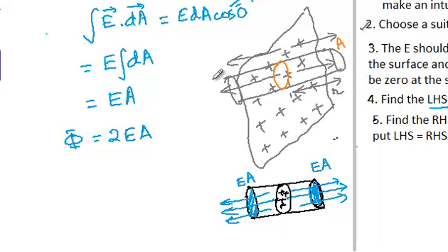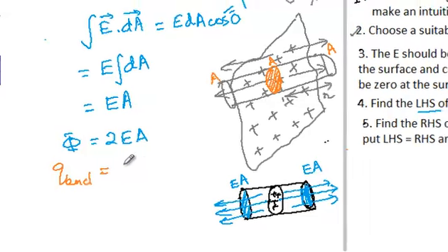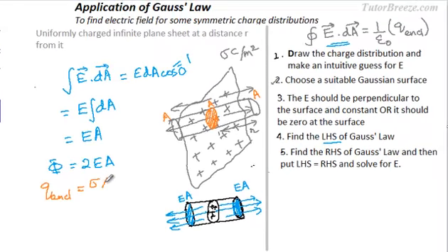If this is A and this is A, so this area is also A. Now this portion of the sheet which is enclosed within the Gaussian surface is the charge enclosed. So the charge enclosed, Q enclosed, is equal to sigma times A. If you just take a look at the units, sigma is in coulomb per meter square and the area will be in meter square. So we get the charge enclosed which is in coulombs.